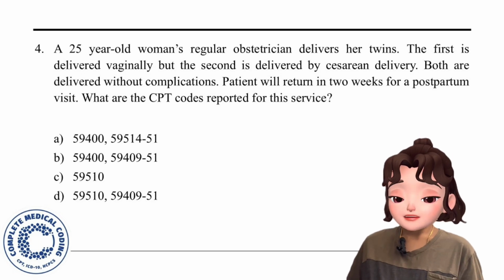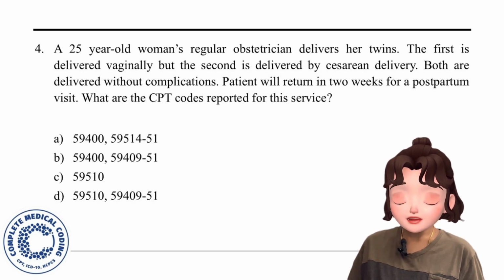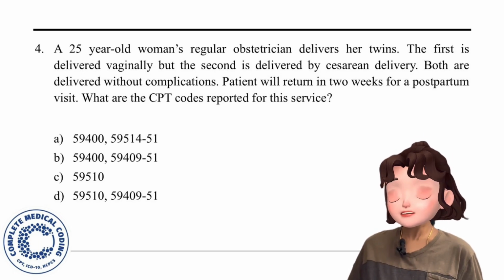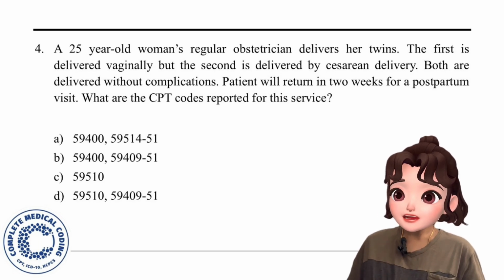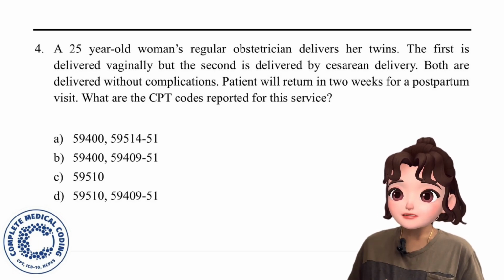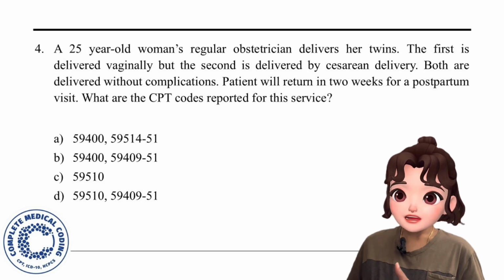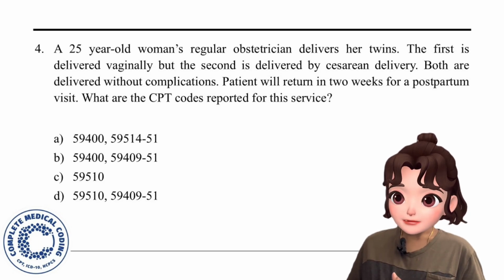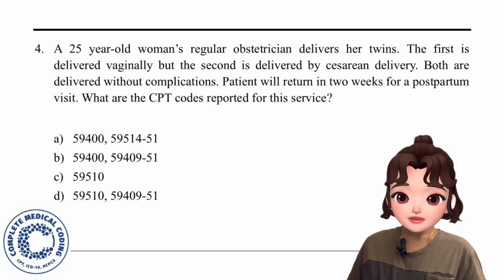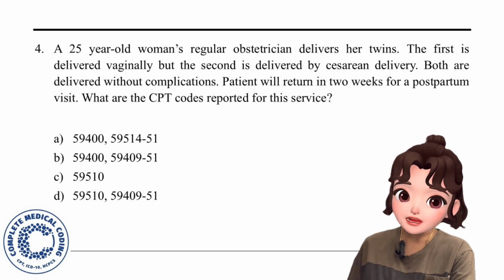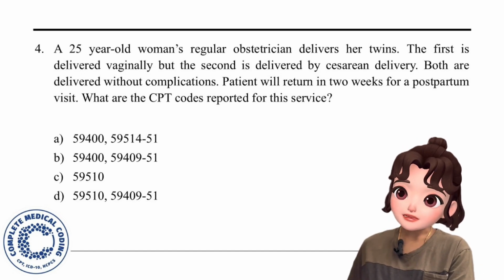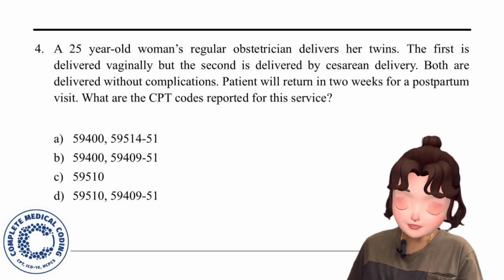Okay. So here what are the outcomes? What are the codes that you need to code? Twin delivery. The first is delivered vaginally, the second is delivered through cesarean. And no other complications. Only that you have to code. And then the patient will come in just for a follow-up. It's a postpartum visit, the patient will return in 2 weeks.